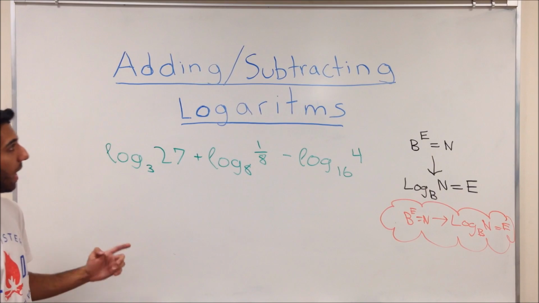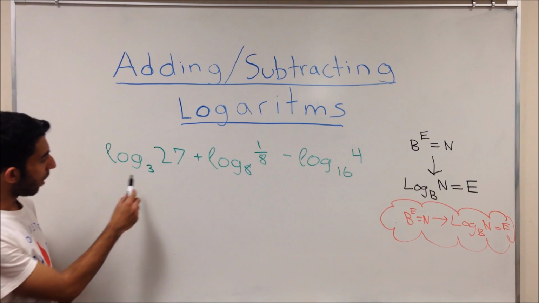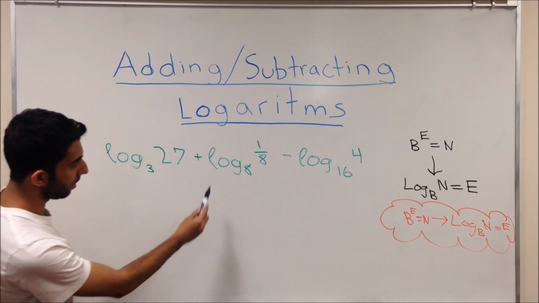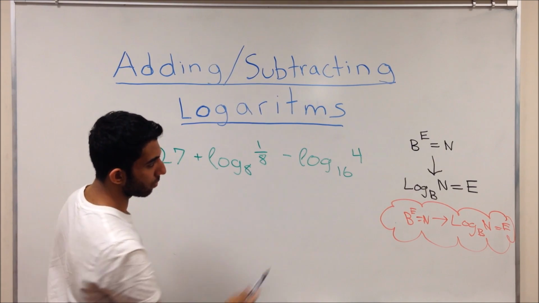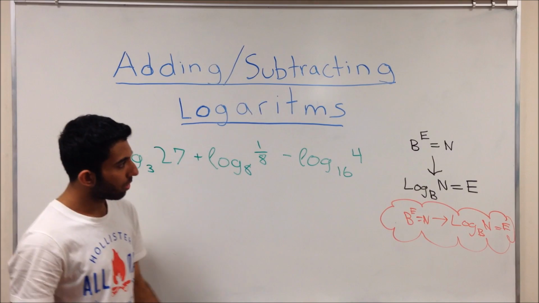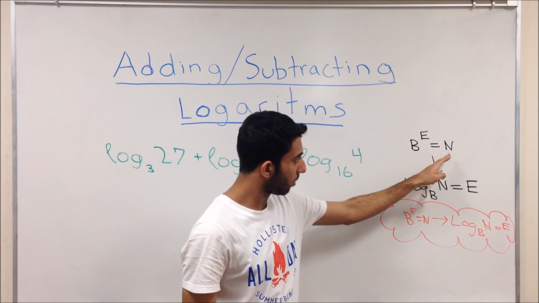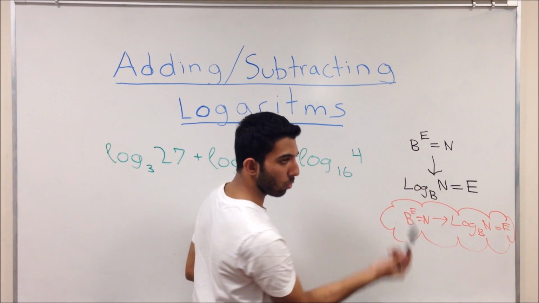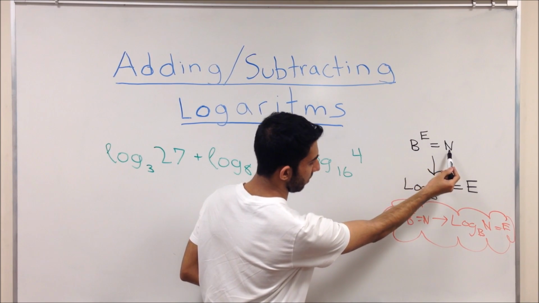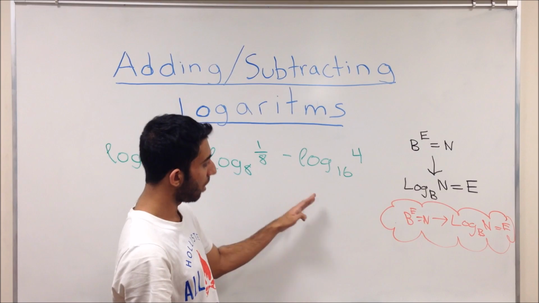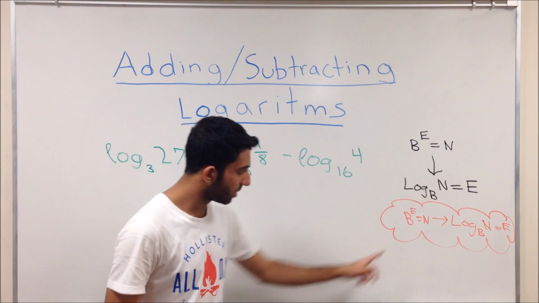Now I'll be teaching you how to add and subtract logarithms using this example. This example is log base 3 of 27 plus log base 8 of 1/8 minus log base 16 of 4. As I said before, base to the power of e, which is the exponent, will equal a number. So the way to memorize this is "b-e-n": any base to the exponent gets you n, and when you make it into a logarithm, it's log base b of n. So b^e = n goes to log_b n. This is the way to memorize it.